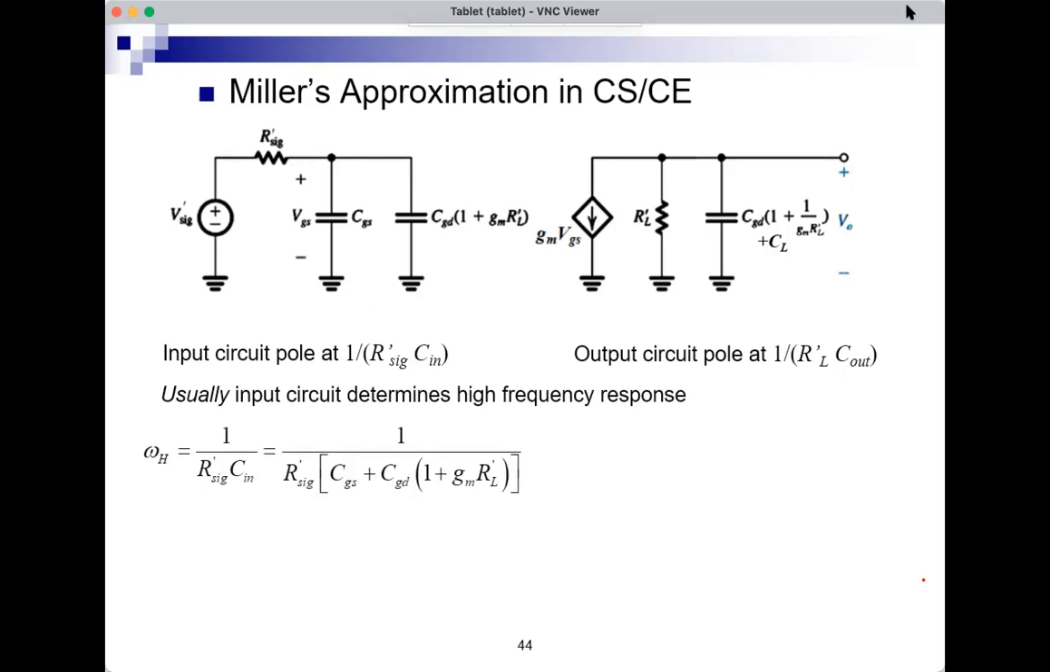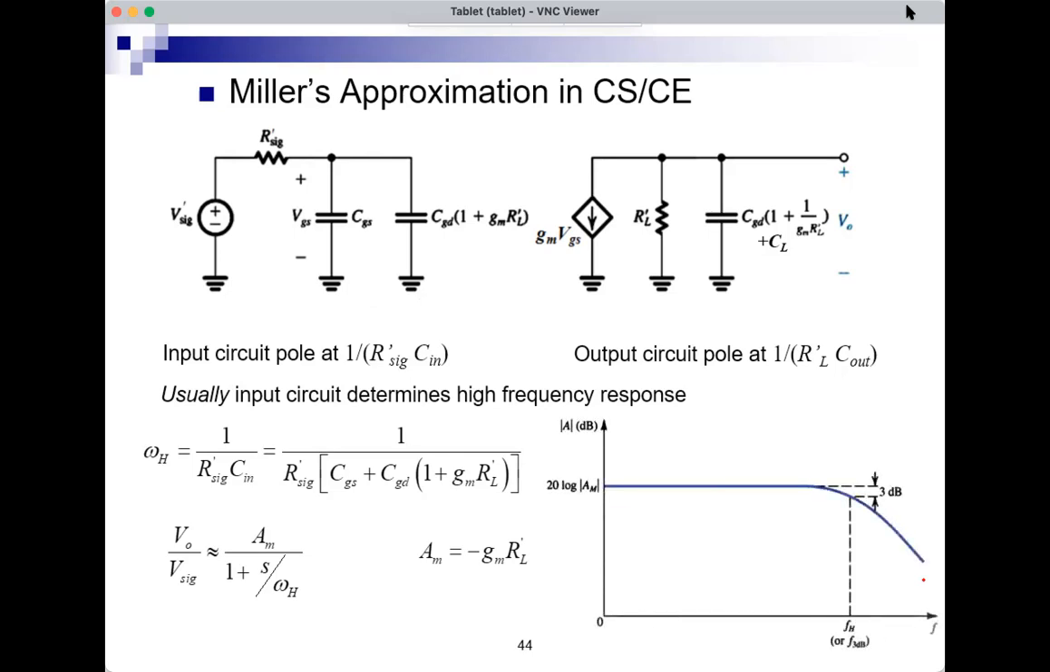If omega on the input side is not dominant, then we'll have to see how we can find omega h from the two sides. If it is, then we can continue and say that VO over V sig, or V prime sig, is AM, which is the midband or low frequency gain, divided by 1 plus S over omega h. And omega h is this input circuit pole frequency. And if we want to plot, then we can approximate by just a low pass STC with a 3 dB frequency at omega h or FH.